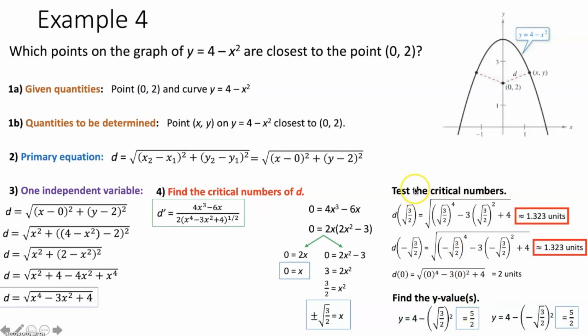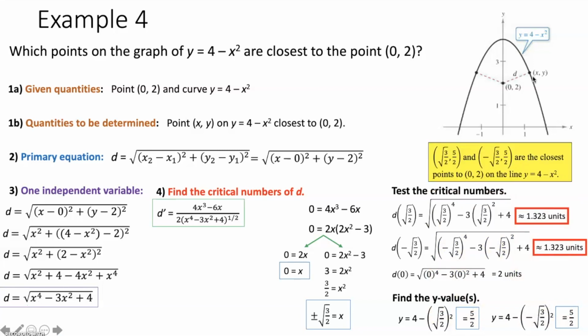So our 2 points that are the closest to the point (0, 2) that lie on the function y is equal to 4 minus x squared are the points (radical 3 over 2, 5 over 2) and (negative radical 3 over 2, 5 over 2). And remember to answer in the form of a sentence because you were asked a word problem.